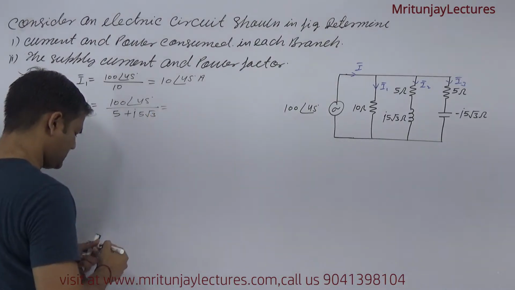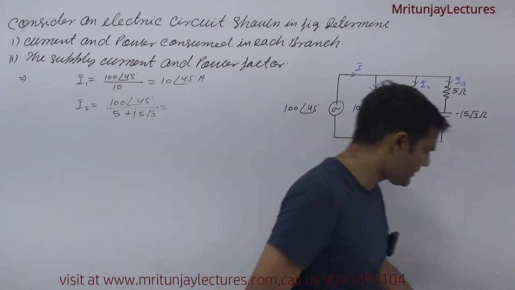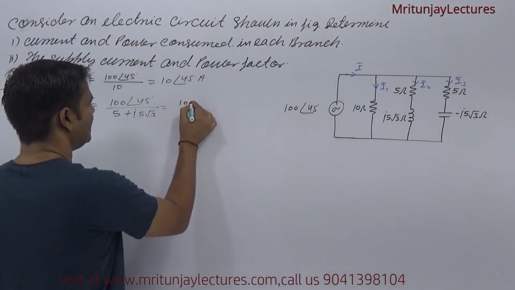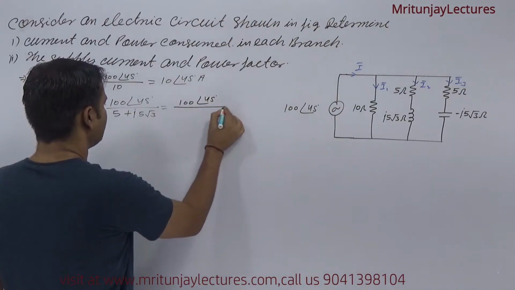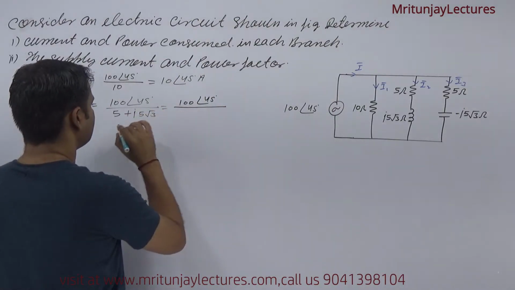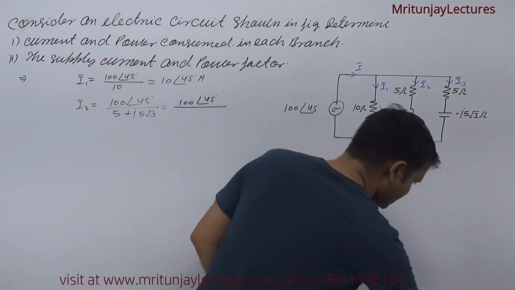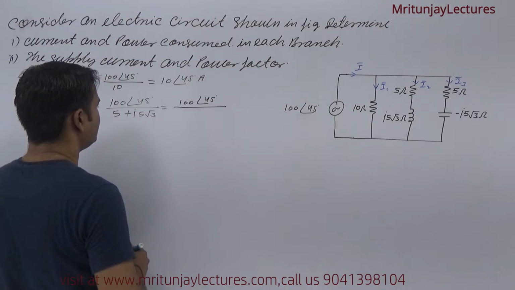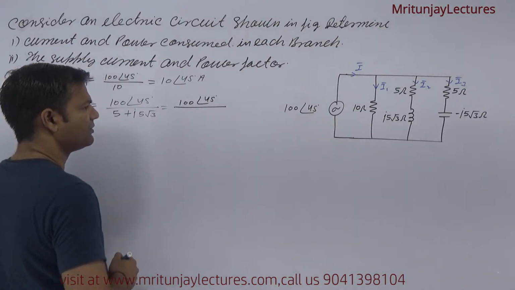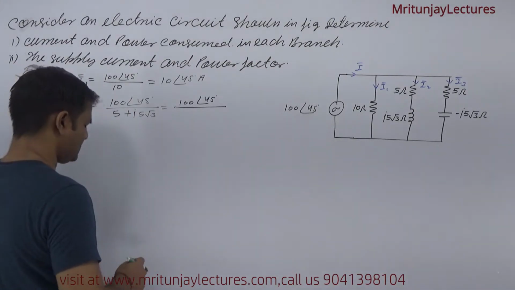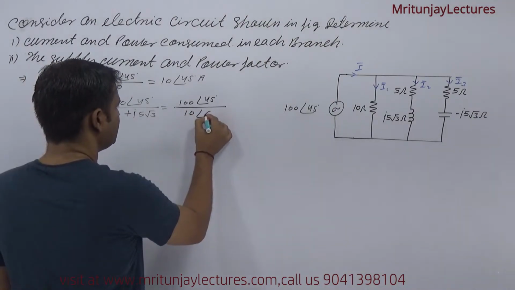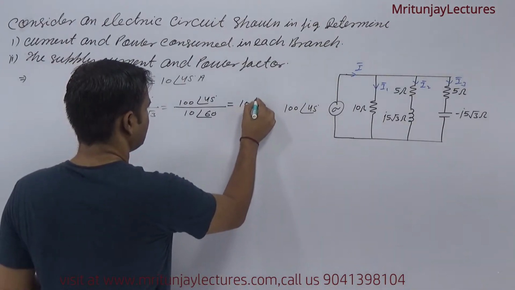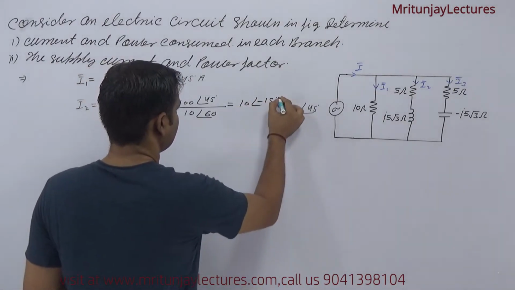Very simple. Now putting this value, 100 at the angle 45 divided by 5 plus j5 root 3, we get 10 at the angle 60 degrees. So this value is 10 at the angle minus 15 ampere.